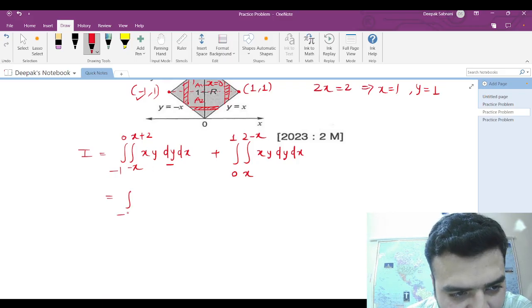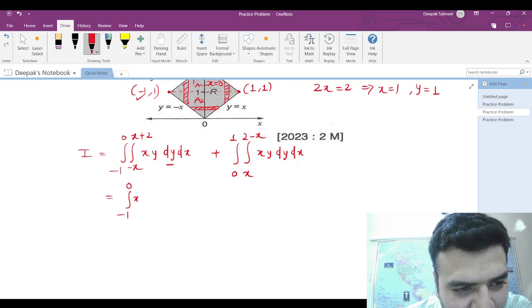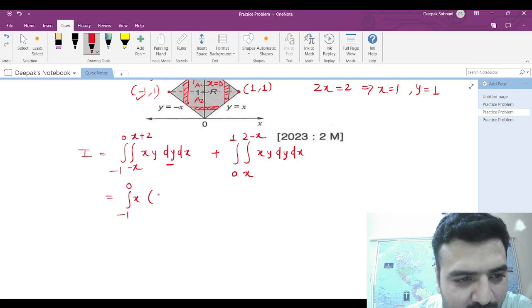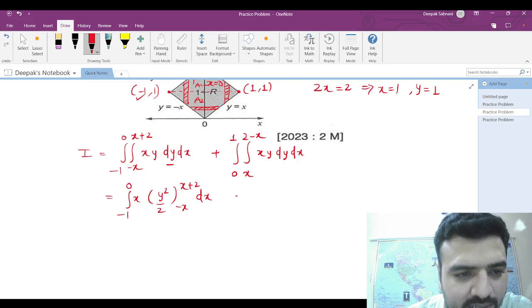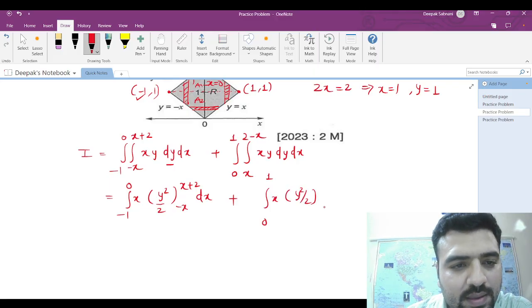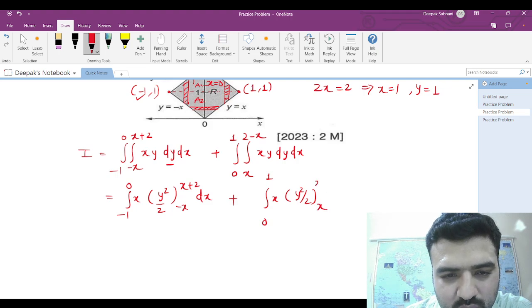So this will be minus 1 to 0, x I'm taking out, y square by 2, limit minus x to x plus 2, dx, plus this is 0 to 1, again x you take constant, y square by 2, x to 2 minus x, dx.